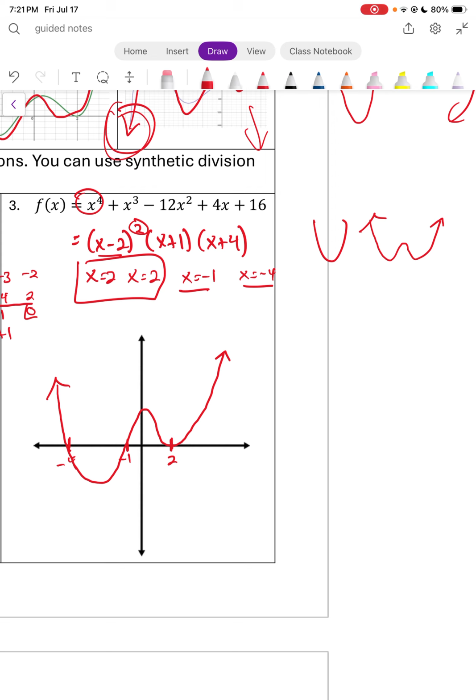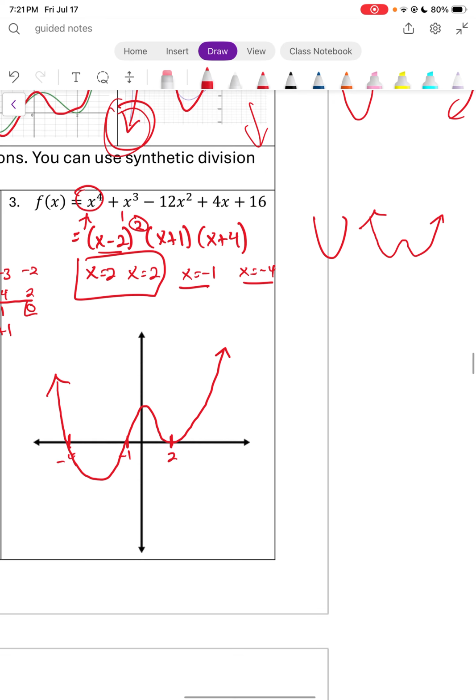Now, if you actually wanted to find exact points and make this graph look better, you could plug in zero for x and figure out that, hey, this thing's going to cross at 16, and you could actually find some points on it and make it look better. But most of the time when we're dealing with polynomial functions, we just need to know a general shape of that graph instead.